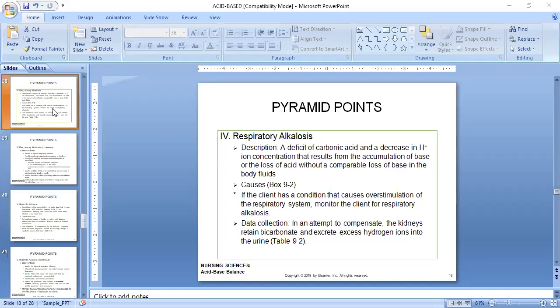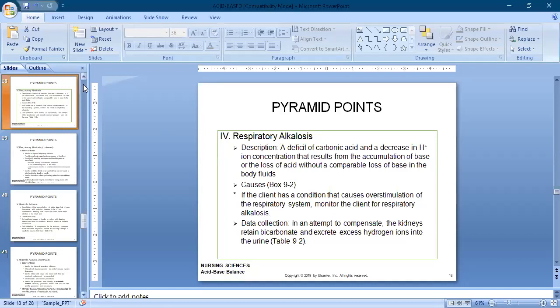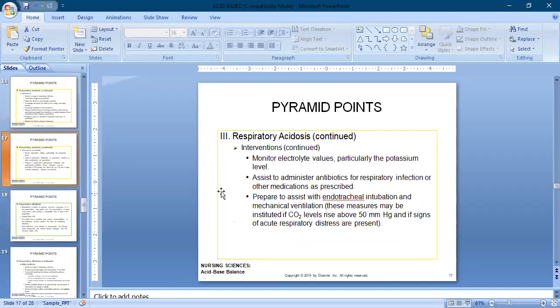So to make it easy for the NCLEX board, in respiratory acidosis, the examples are any kind of acute lung condition or impaired alveolar gas exchange: pneumonia, pulmonary edema, or any foreign body aspiration, and chronic lung disease like asthma or cystic fibrosis. Everybody has respiratory acidosis.